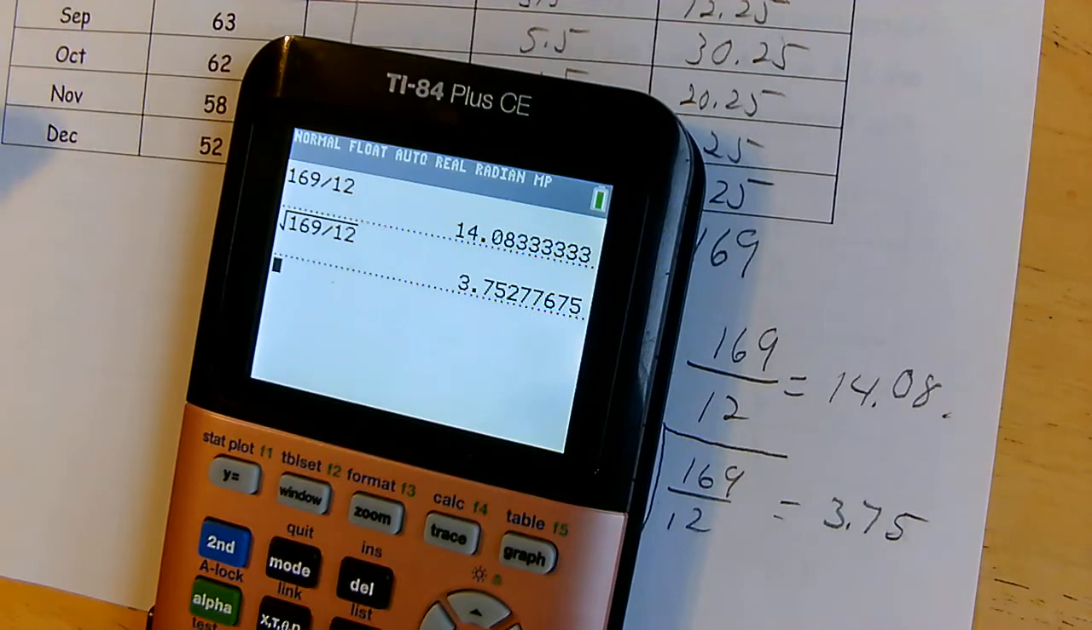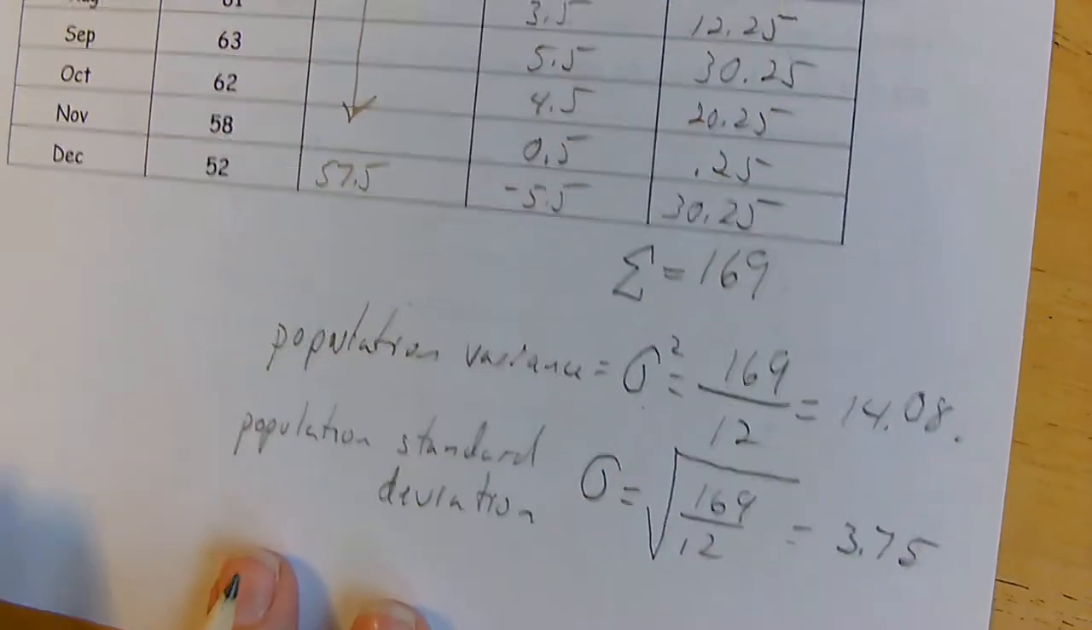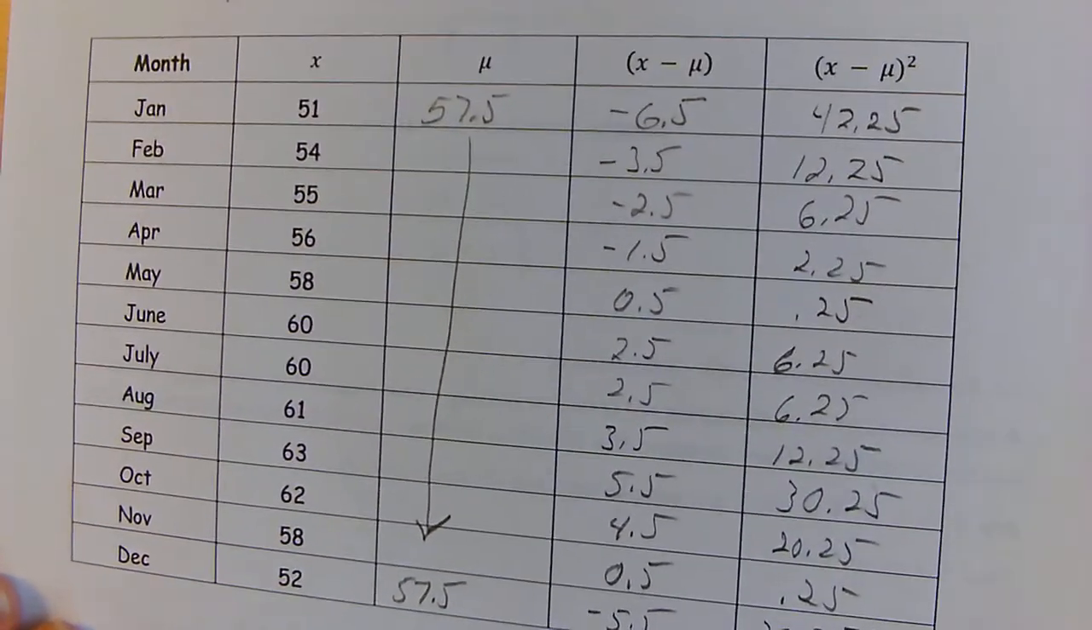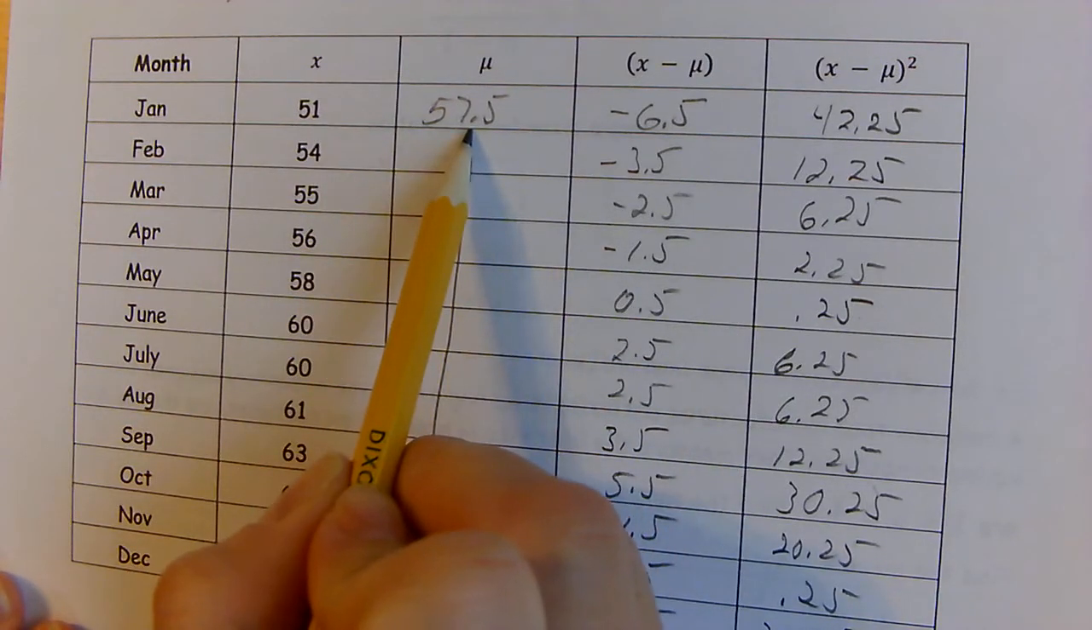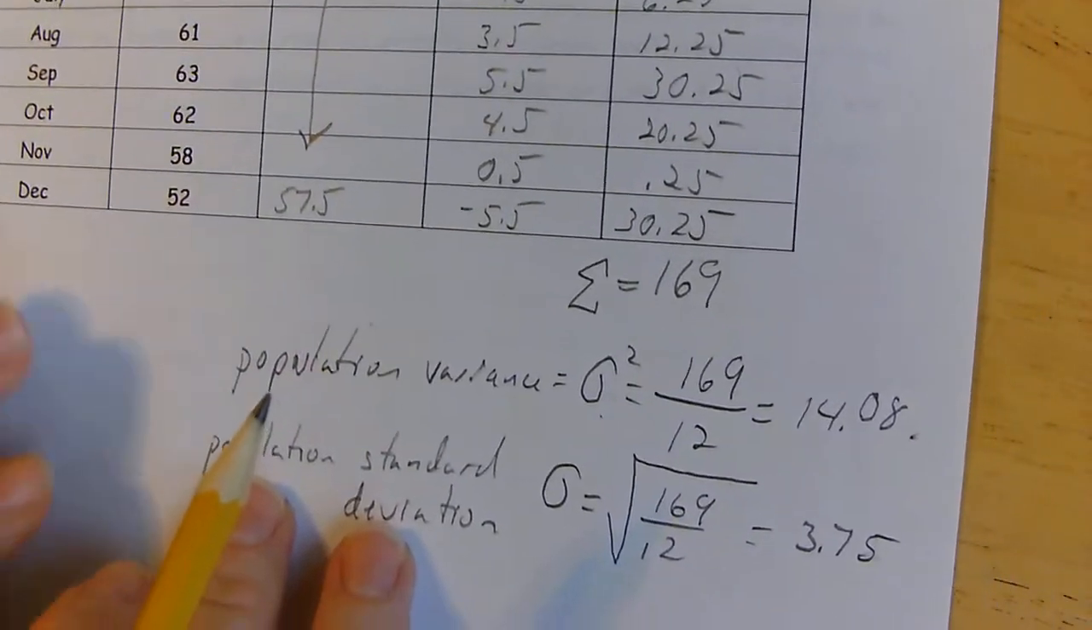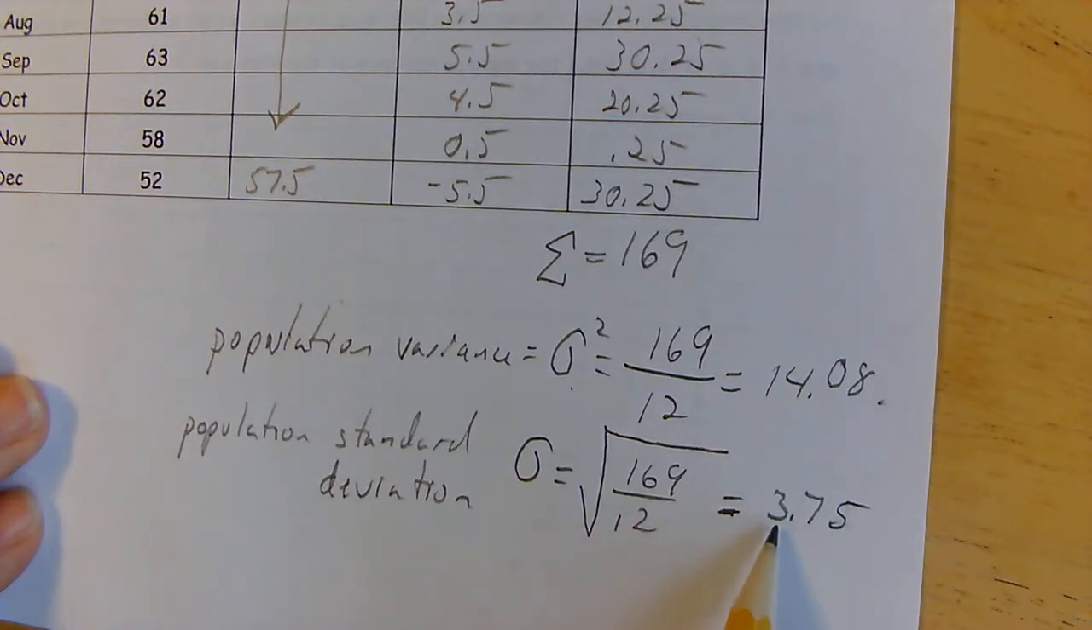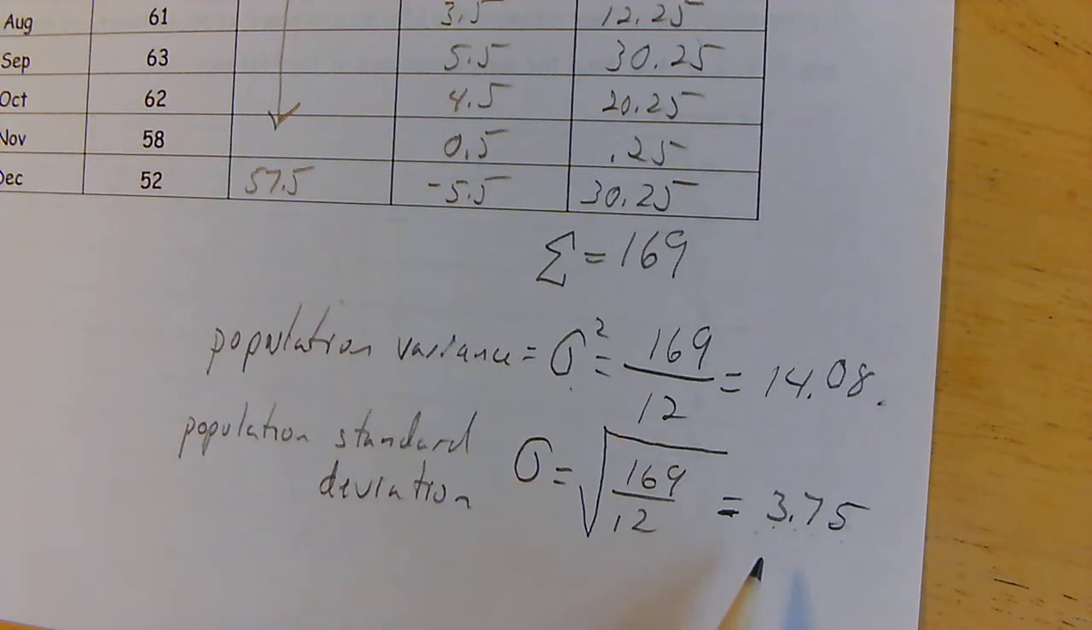So the mean temperature for all 12 months is 57.5. But the average distance from the mean is the standard deviation of, give or take, 3.75 degrees. That is not a large spread. It is a measure of spread. But imagine if this was New England. We have a huge spread in our temperatures. So the average distance is very small to the mean, the standard deviation, 3.75.